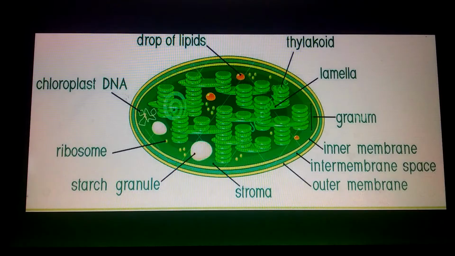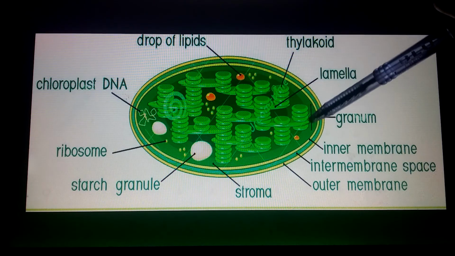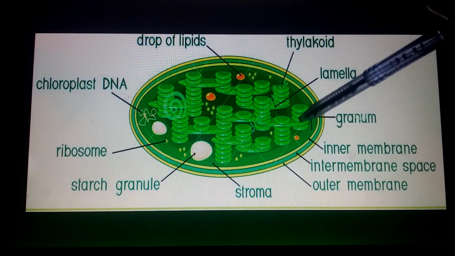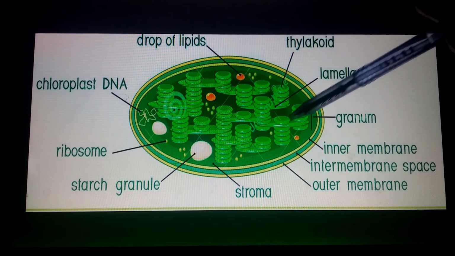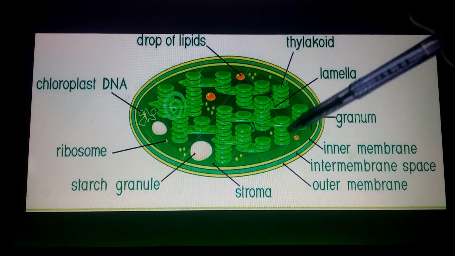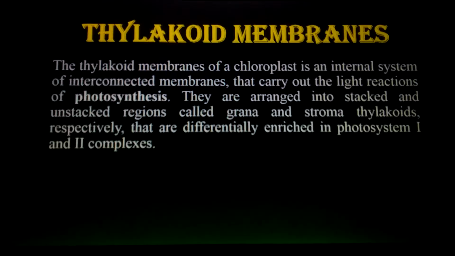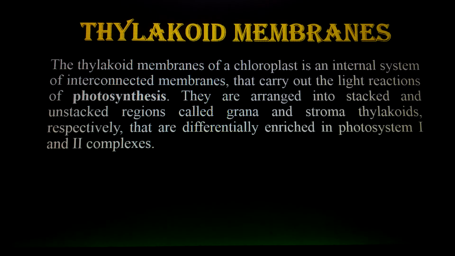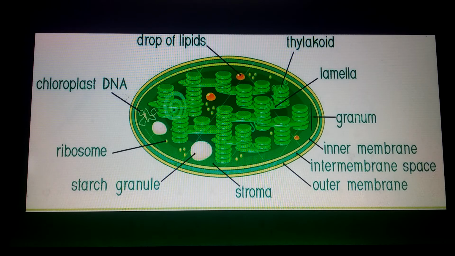As you can see here, these thylakoids are coin-like or disc-like structures. These are thylakoids, interconnected membranes that carry out the light reaction of photosynthesis. They are arranged into stacked and unstacked regions. Now, I am showing you the stacked regions.